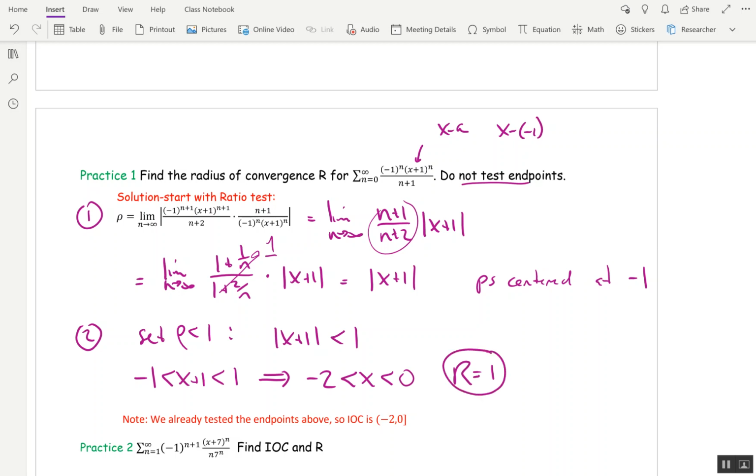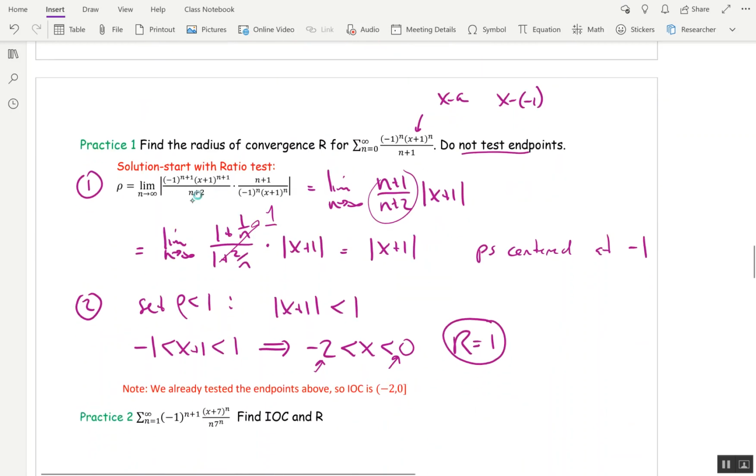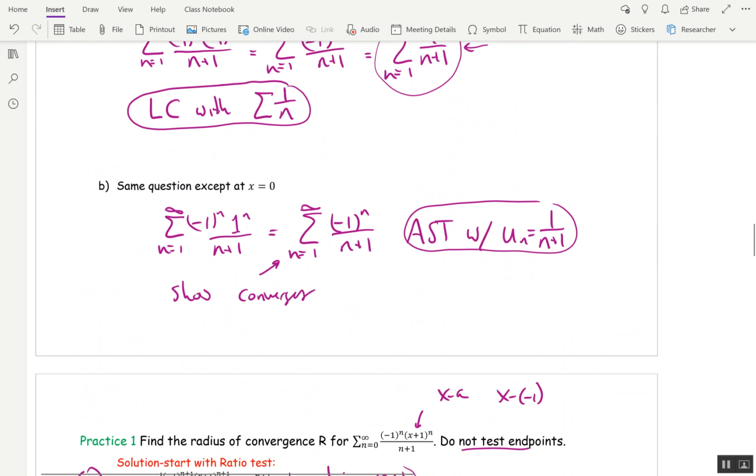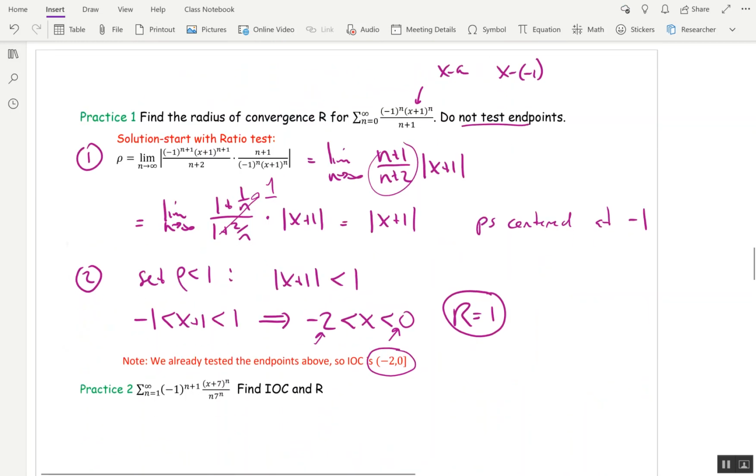So you can determine the radius of convergence without ever testing the endpoints. We weren't asked to find the IOC. Had we been asked to find the IOC, we would have to test these two endpoints, which we actually did above, and we found the IOC did not include -2, but is that right? It did not include -2, right, but it did include 0.